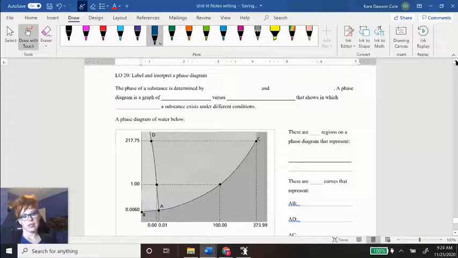Okay, so this is Unit 6, Learning Objective 20. This is the last learning objective. Whoop, whoop. And this is to label and interpret a phase diagram.